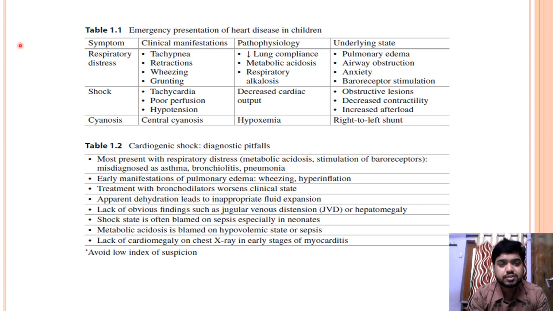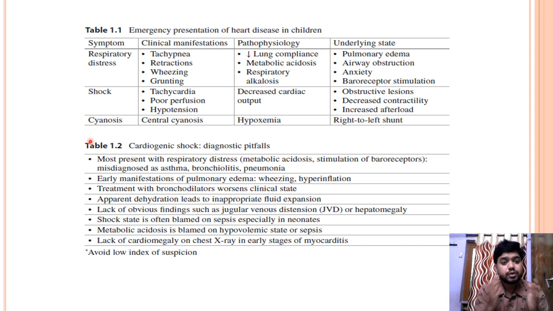Then, emergency presentations. Emergency presentation of heart diseases can be broadly classified predominantly into three different manifestations: respiratory distress, shock, or cyanosis. So what are the manifestations, what is the pathophysiology and what is the underlying etiology? When we see respiratory distress, it need not be cardiac, it could be a respiratory cause also. So a practicing pediatrician, if somebody comes with respiratory distress, needs to differentiate whether this is due to a cardiac cause or a respiratory cause.